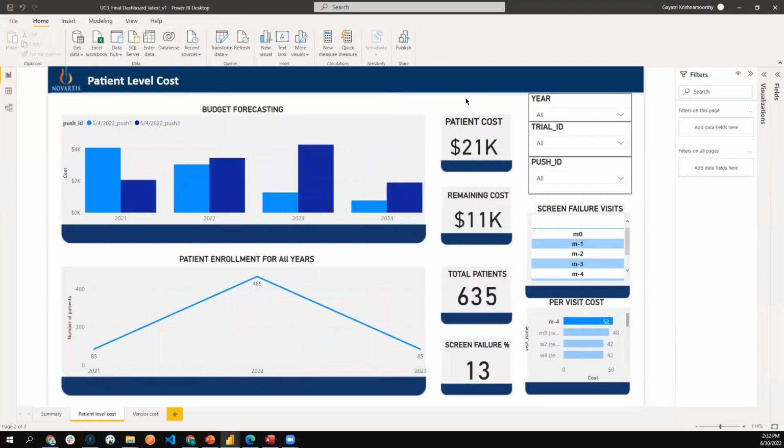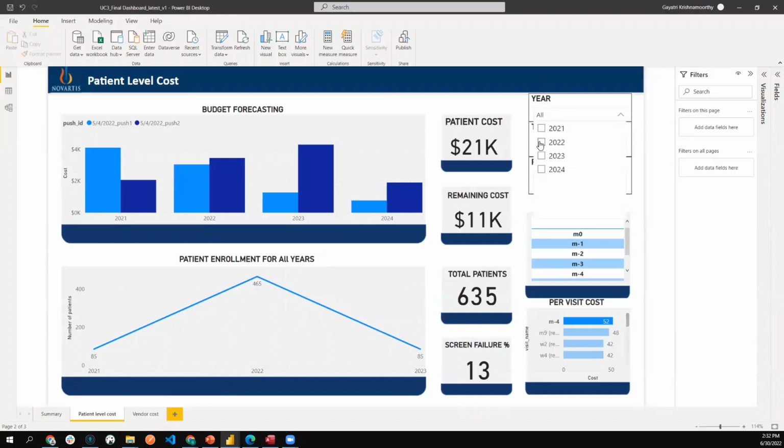Okay. In this dashboard, we have 3 filters to the right. Here, trial ID and push ID. We have 2 main KPIs, which is budget forecasting. So we can look at the budget for the patient cost across different timelines. And then we have patient enrollment. So this is the number of patients enrolled across various timelines.